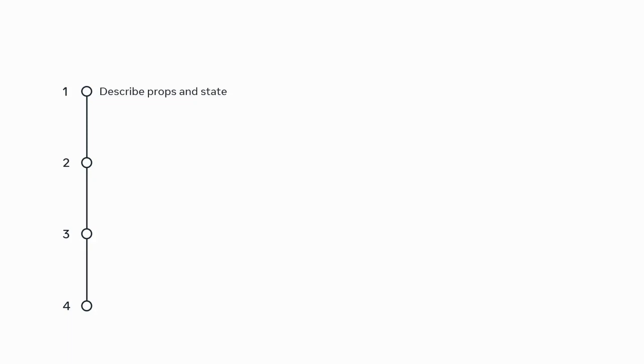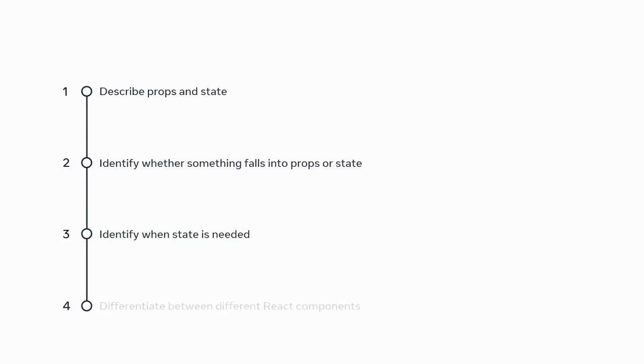So, what are props and state? Props and state are both plain JavaScript or JS objects that React uses to hold information. As you progress through this video, you will discover the differences and similarities between props and state in React. You'll also learn how to identify whether something falls into props or state and when state is needed, as well as how to differentiate between different React components based on props and state.